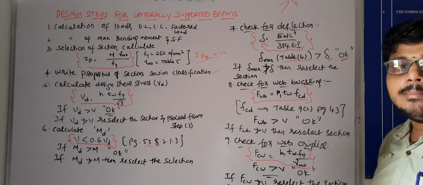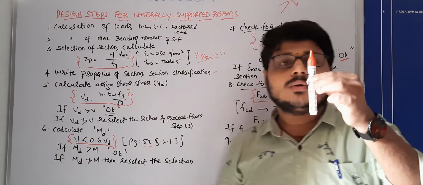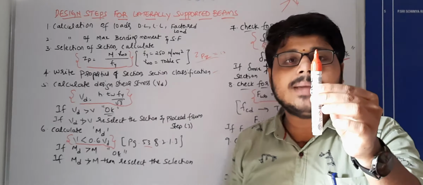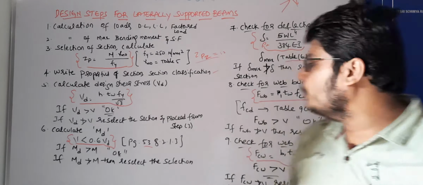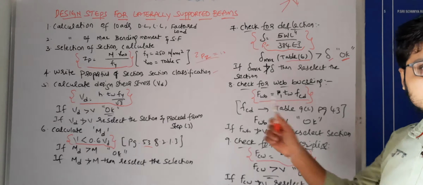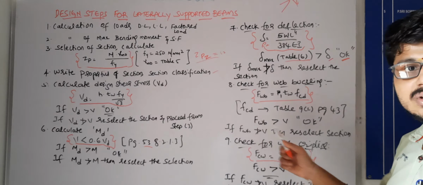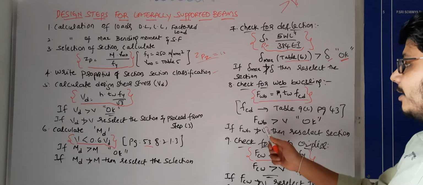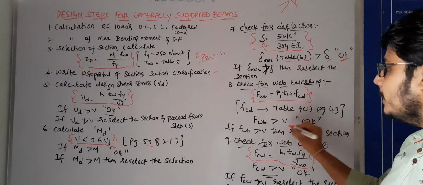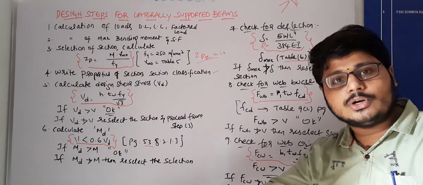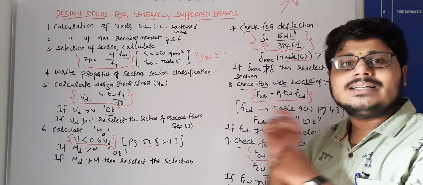Next, check for web buckling. If a beam bends, we call it bending; if a column bends, we call it buckling. The buckling formula is FWB equal to B1 TW FCD. To calculate the FCD value, use Table 9C from the code book. The calculated FWB, web buckling strength, also should be greater than the shear force. Otherwise, from step 4, redo the problem by reselecting the section.